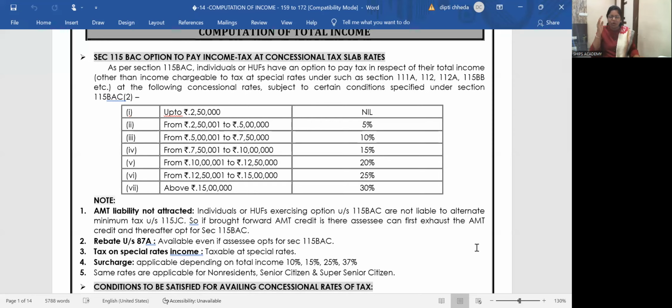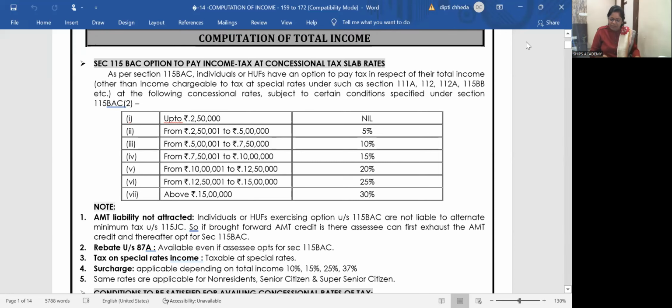And let me tell you, we all are dealing with financial year 21-22. This is the amendment of financial year 2021. But last year's amendments are really very important for this year also. So one of them is this. Let us begin. They say, as per 115BAC, individuals or HUF have an option to pay tax in respect of their total income.